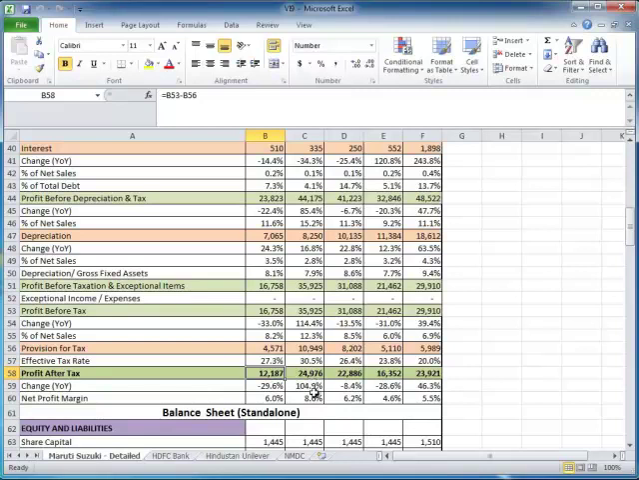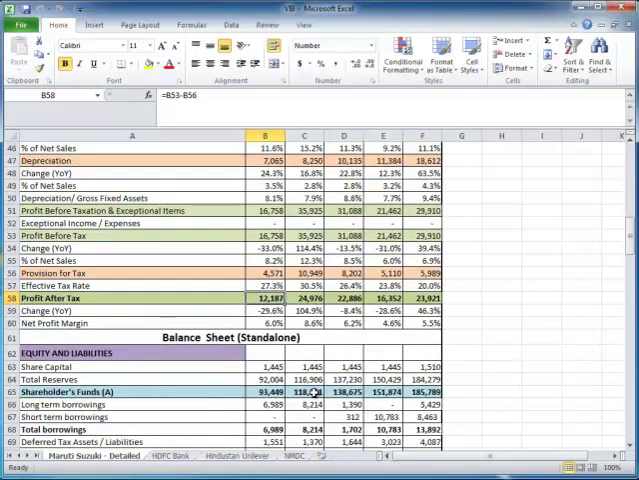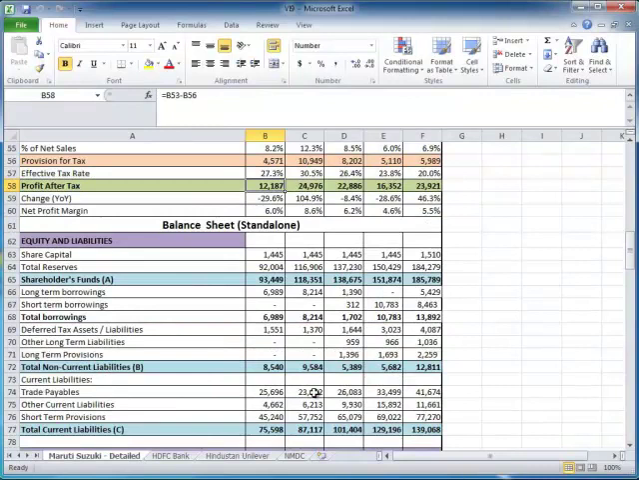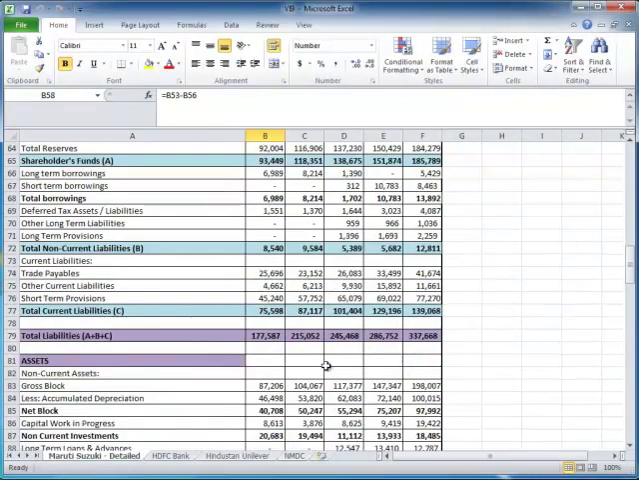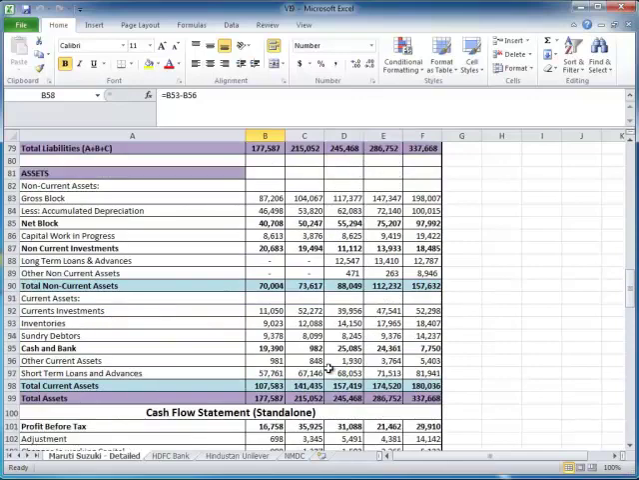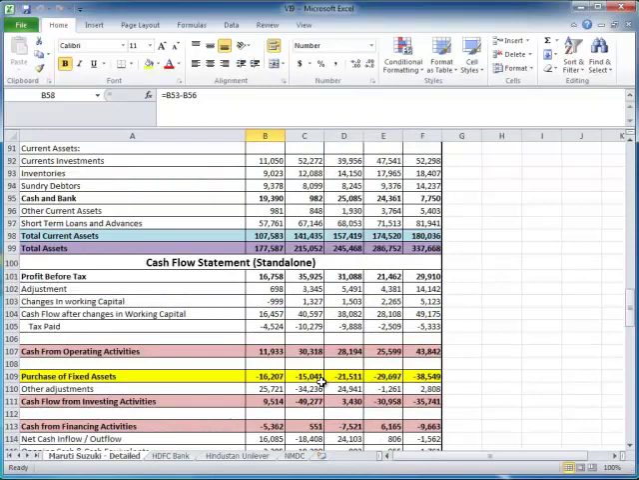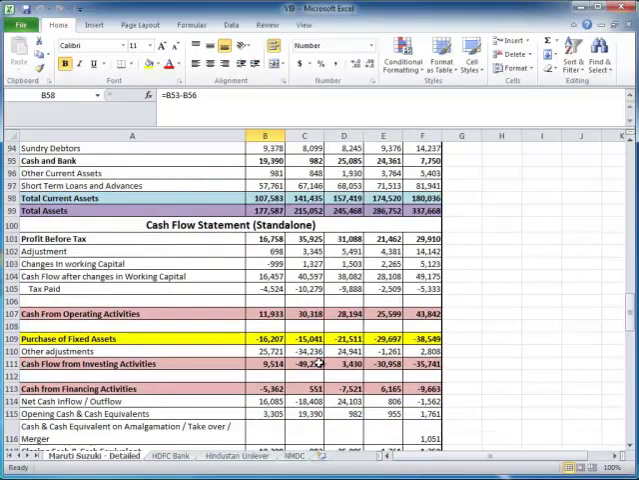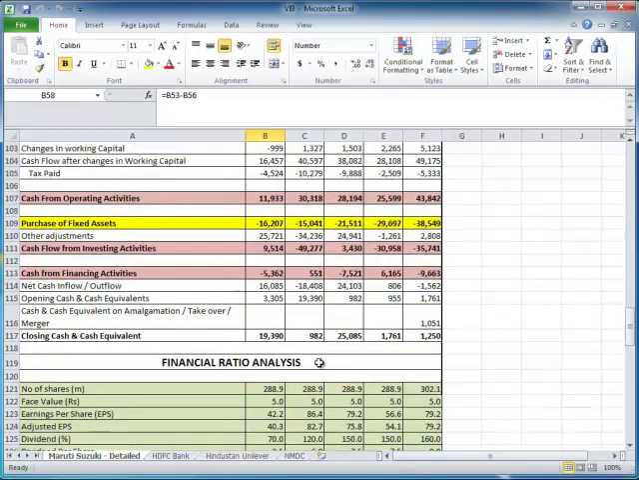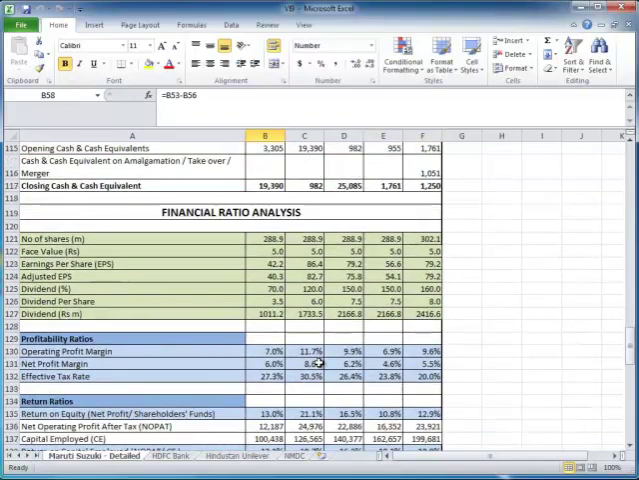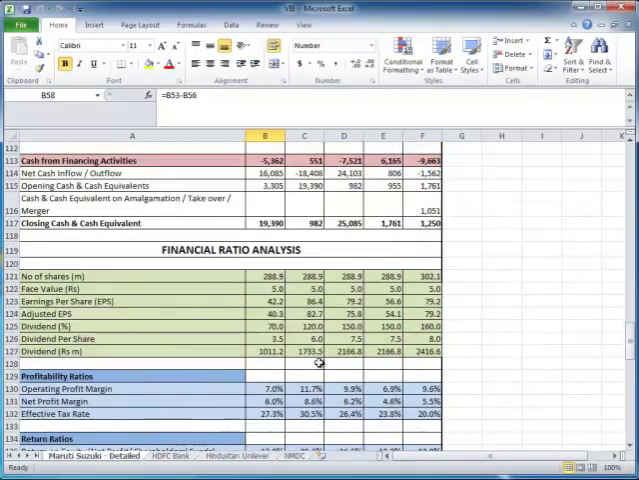So the main numbers that we care about when we're going to be doing the financial ratio analysis. And then we have equities and liabilities, so shareholders' funds, and then current, non-current, and current liabilities, and total liabilities. Then we have assets, again broken up into non-current assets and current assets. And then we have the cash flow statement. Okay, so we're going to start over here where it says financial ratio analysis, and this is the main area that we are interested in looking at.